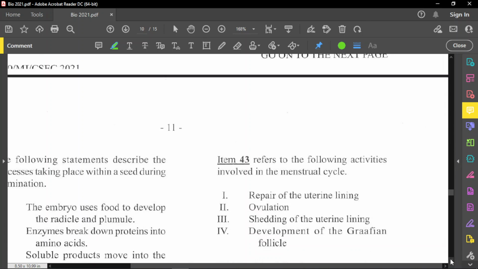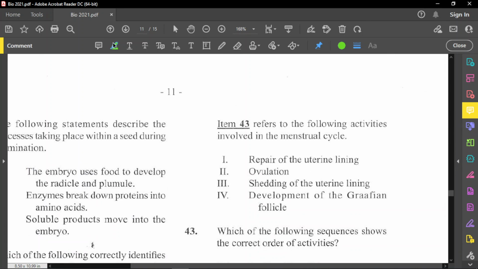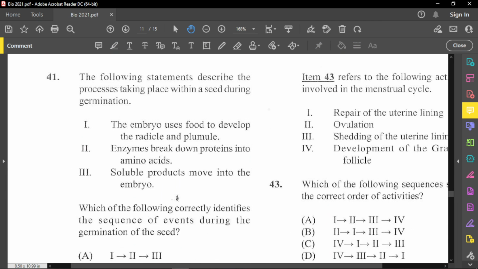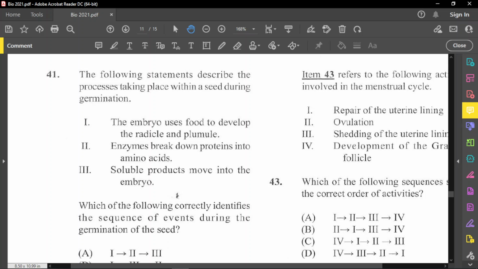All right, so let's jump into 41 right now. Question number 41. Let's get that on the screen. It says that the following statements describe the processes taking place within a seed during germination. Okay, and so here it says the embryo uses food to develop the radicle and plumule. Enzymes break down proteins into amino acids. Soluble products move into the embryo.